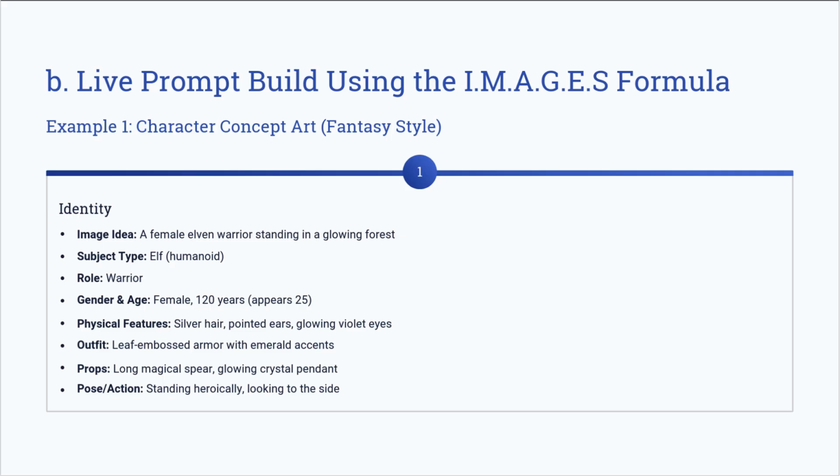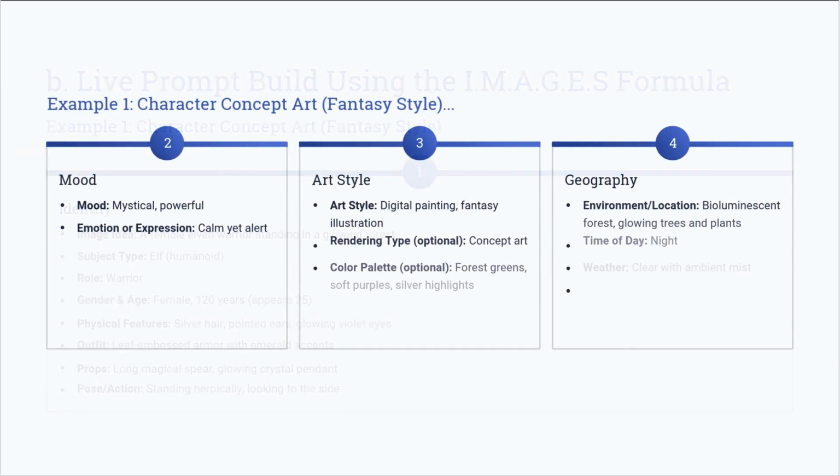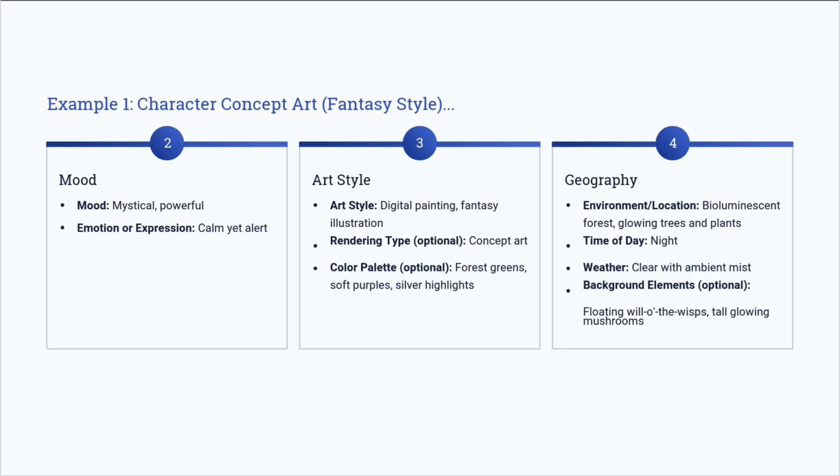Outfit: leaf embossed armor with emerald accents. Props: holding a long magical spear and wearing a glowing crystal pendant. Pose: standing heroically, looking to the side. This identity section alone gives the AI clear direction for subject design, styling, and emotion. Now let's move on to the next parts of the IMAGES formula, starting with mood.